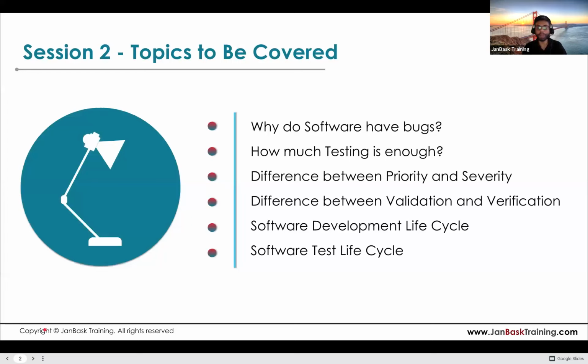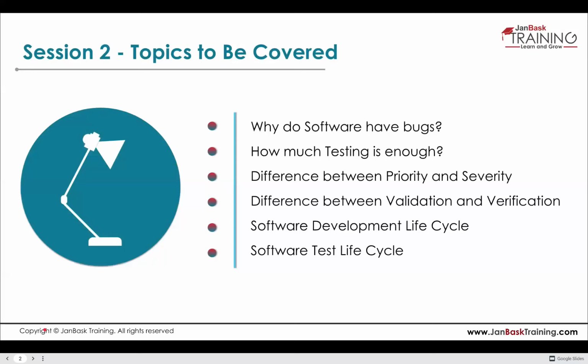Then we'll talk about priority and severity for the defects. Then we'll see the differences between validation and verification, and we'll talk about the software development lifecycle and software test lifecycle as well. We were talking about these two terms in the last class, if you remember. We'll try to go through them in this lecture.